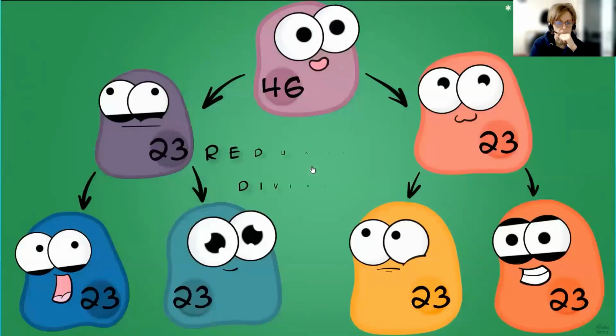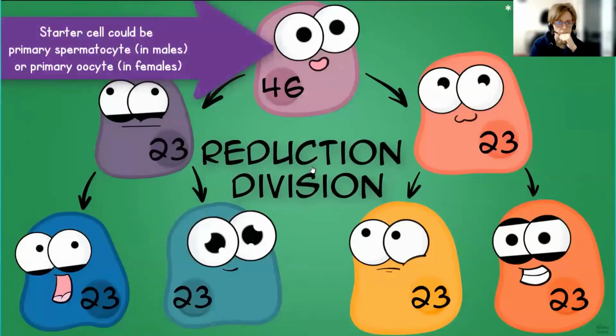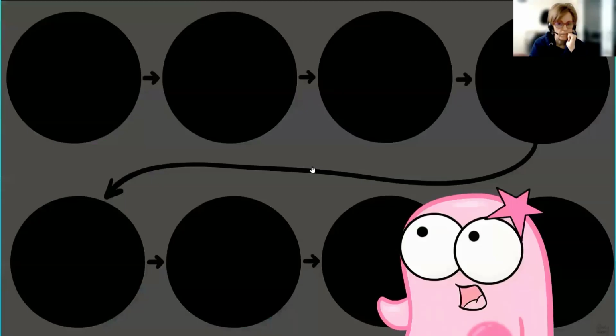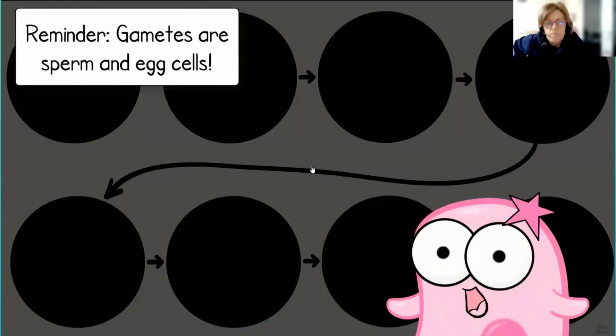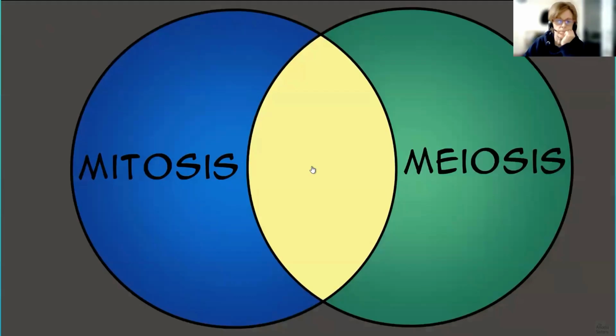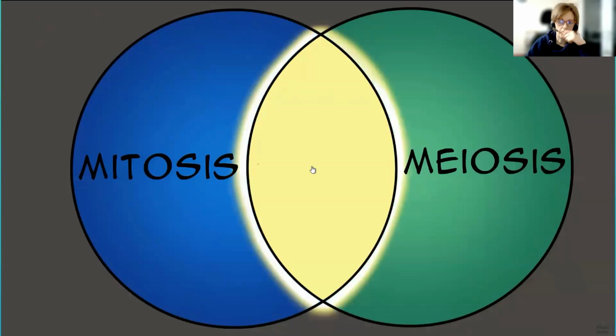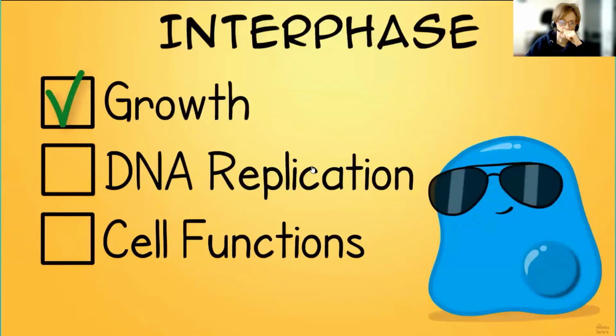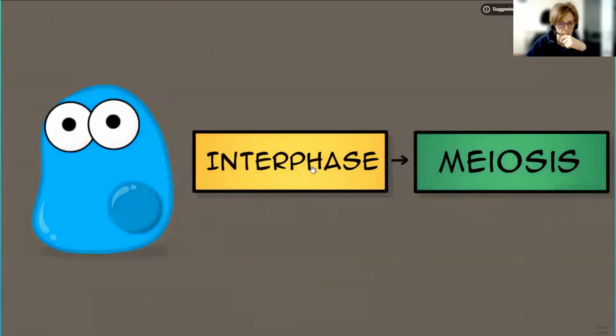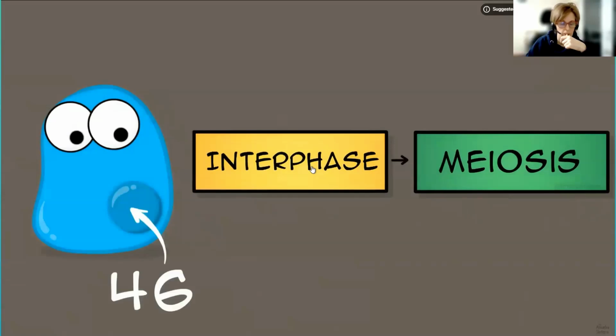Meiosis is what we call a reduction division because you have a starting cell that has 46 chromosomes, and your ending cell, the sperm and egg cells, have only 23 chromosomes. Before we can start getting into the stages of meiosis to make gametes, we have to remember what happens before meiosis can even start. This also happens before mitosis. It's the stage known as interphase. And if you remember interphase, it's when the cell is growing, it's replicating its DNA, it's carrying out cell processes, and just like mitosis, interphase happens before meiosis is even going to start. So the starting cell has 46 chromosomes.